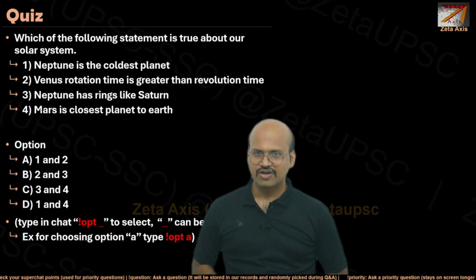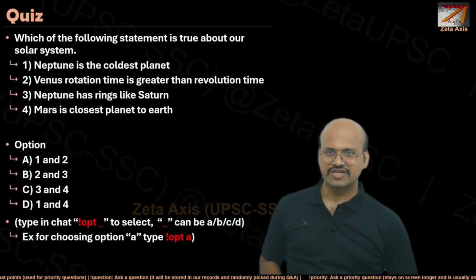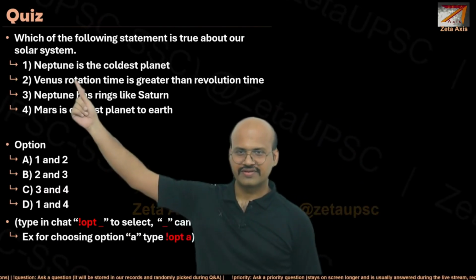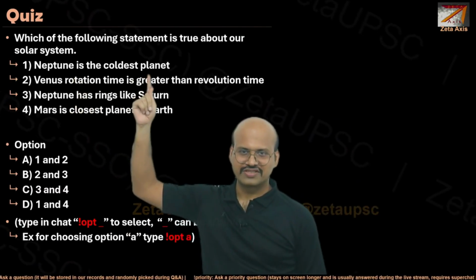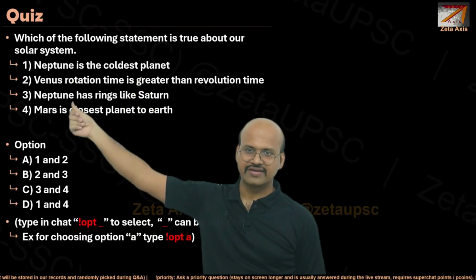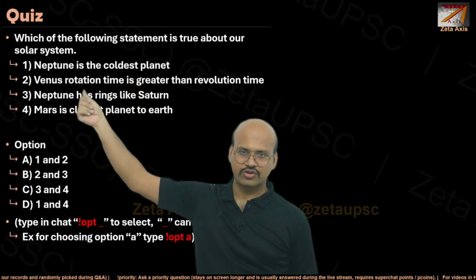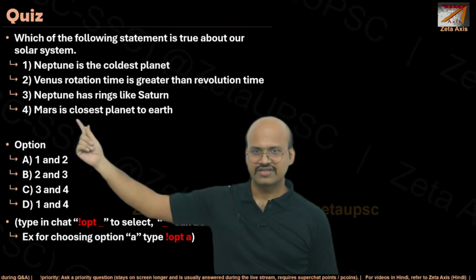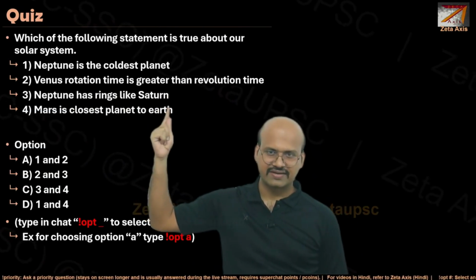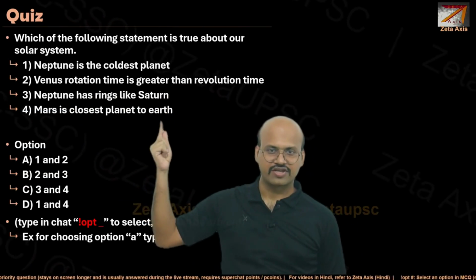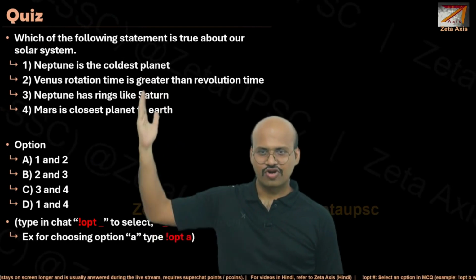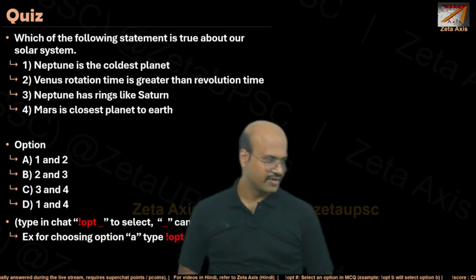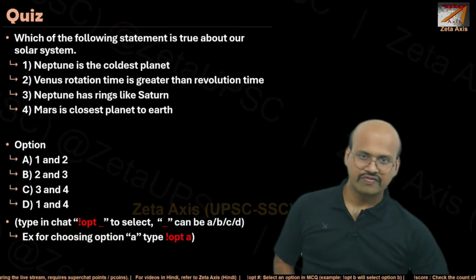We have another question which says, which of the following statements is true about our solar system? The first option is that Neptune is the coldest planet. Then, Venus's rotation time is greater than its revolution time. The third option is Neptune has rings like Saturn, and the fourth is Mars is the closest planet to Earth. So these are the 4 statements, and here are the options.